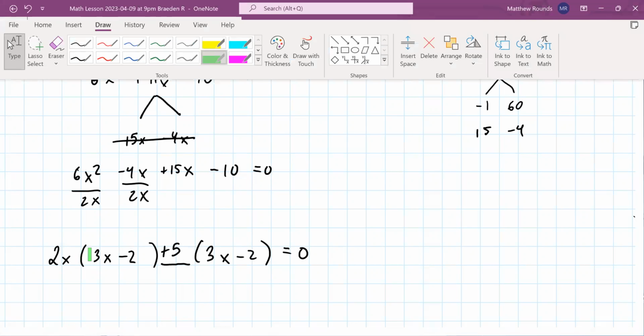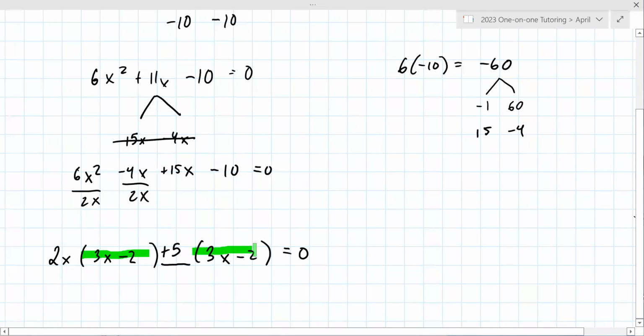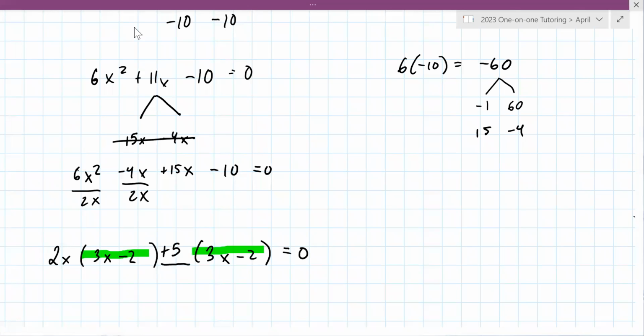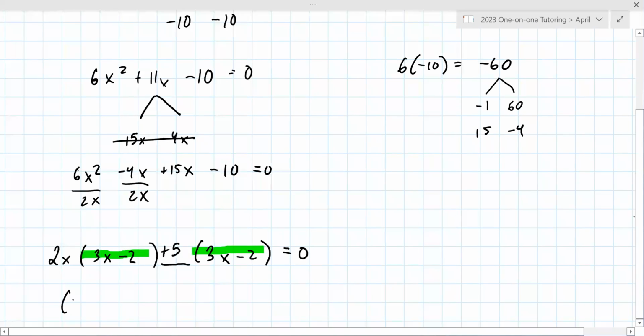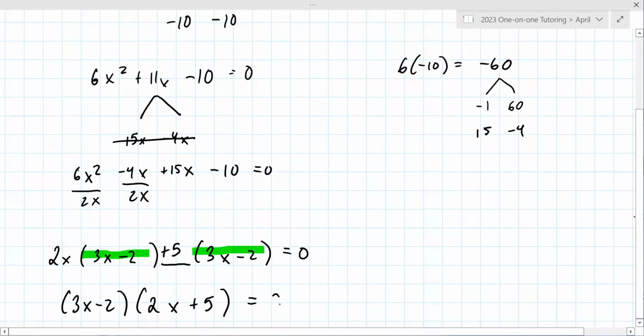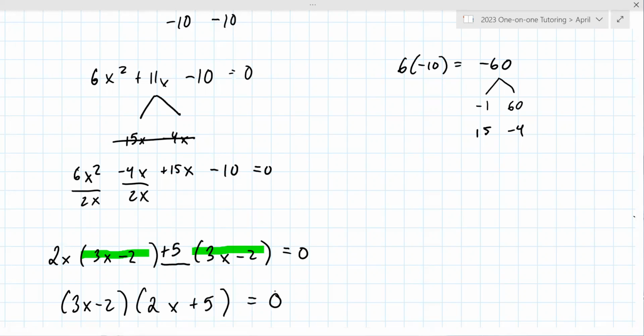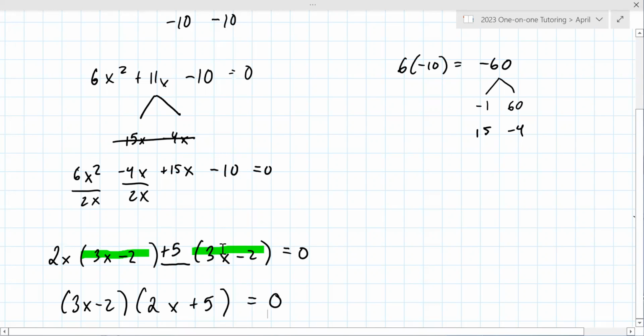Notice that these both share 3x minus 2. So that factors out. So it's 3x minus 2, and then what's left over, 2x plus 5 equals 0. Be sure you're really comfortable with how I did that last part. Sometimes it's missed, but they're the same factors, so they factor out.